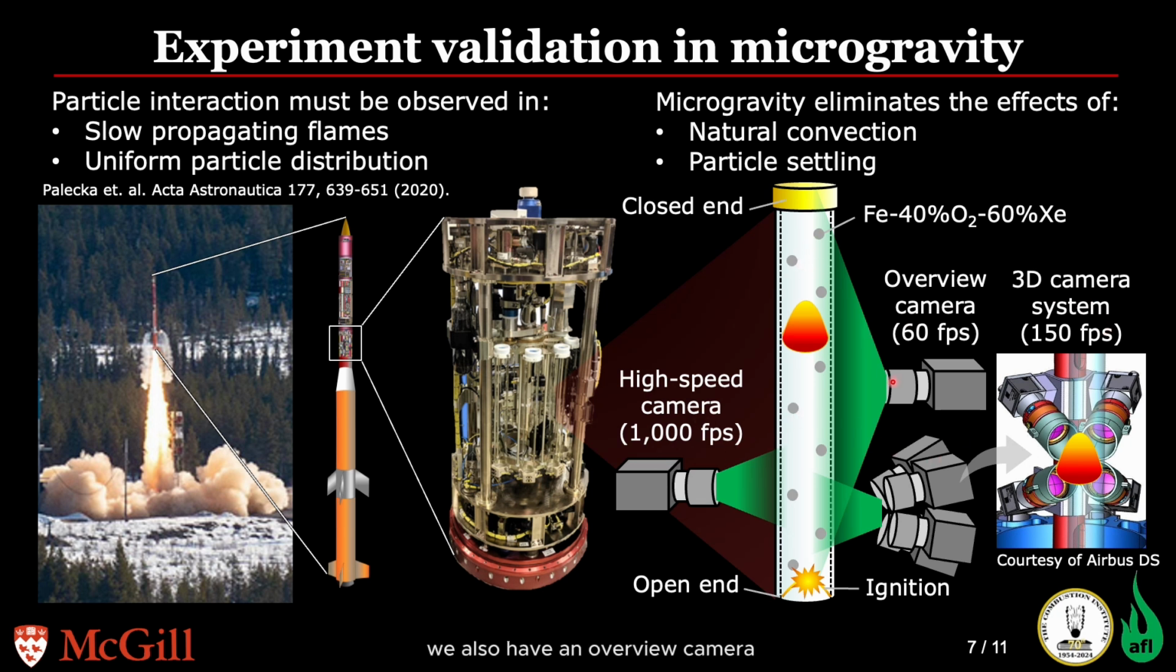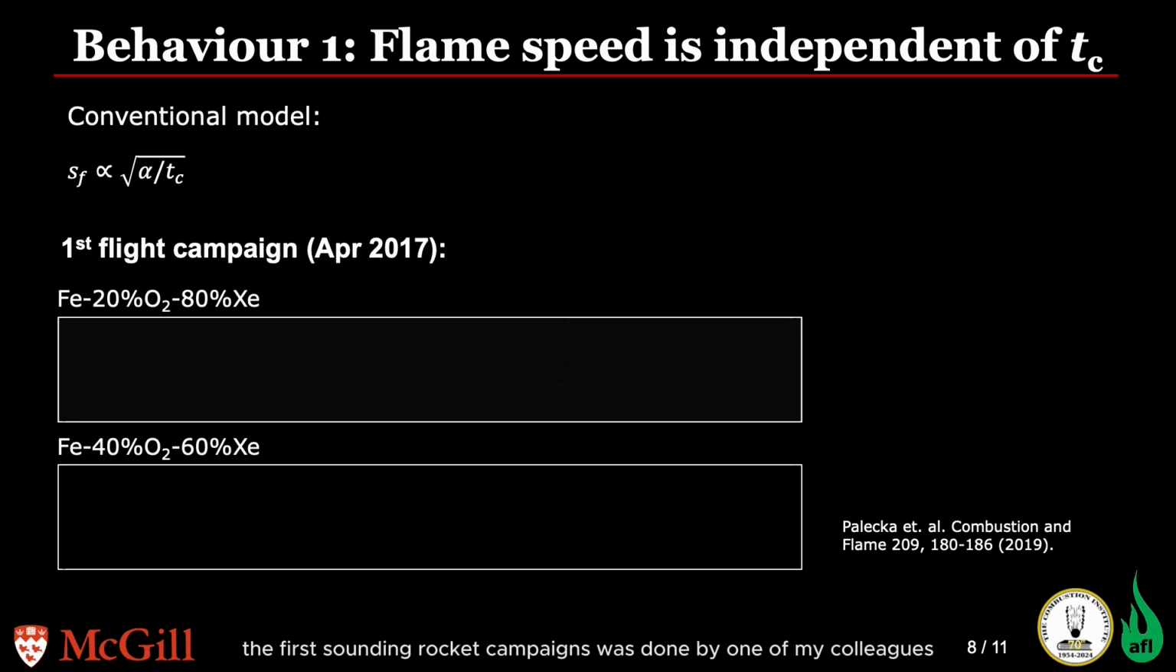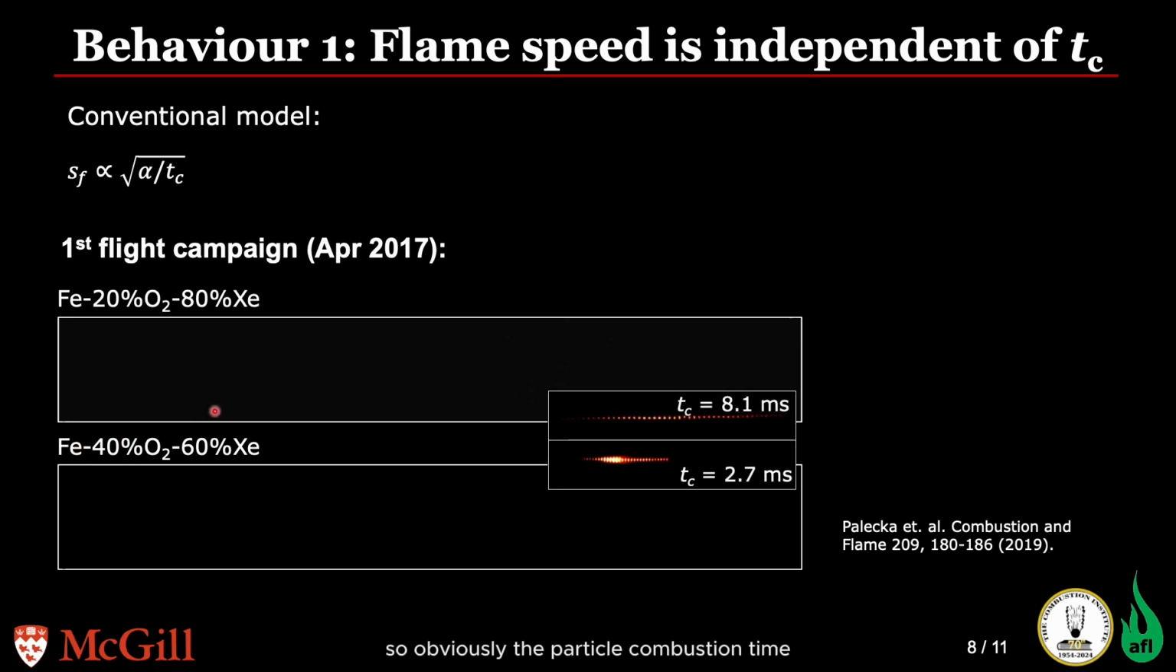We also have an overview camera to observe the flame speed and flame propagation length. The first sounding rocket campaign was done by one of my colleagues, Palecka, in 2017. Here we can see there are 2 different oxidizing environments, one with 20% and the other with 40% oxygen. So obviously the particle combustion time will be significantly different for the 2 cases.